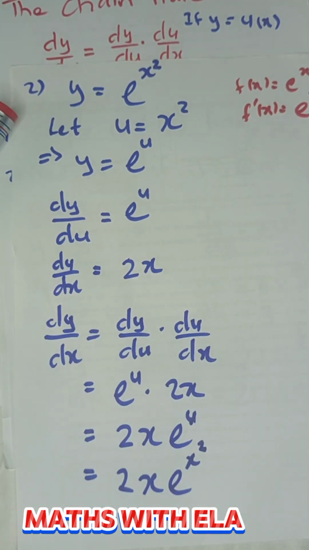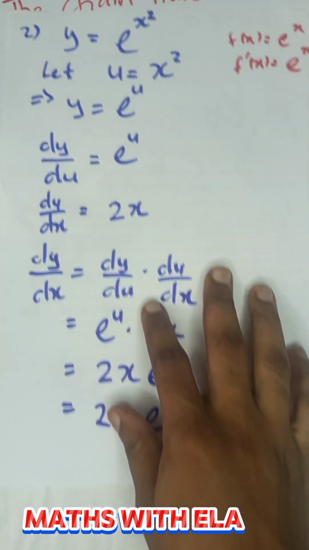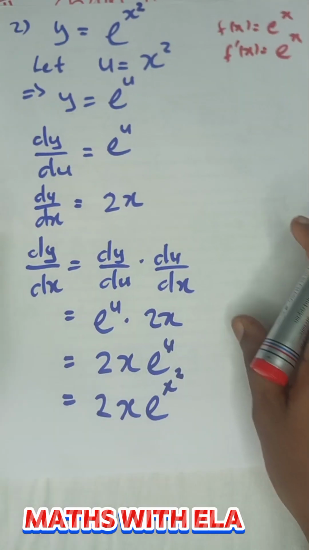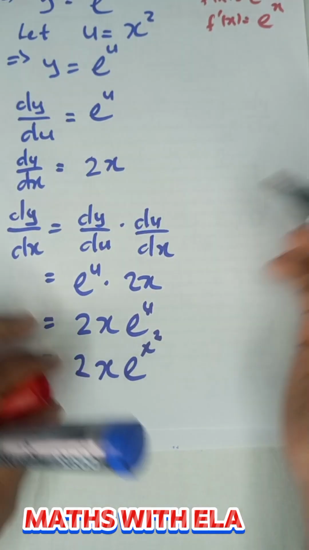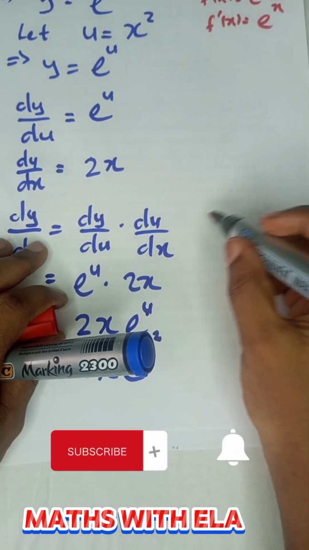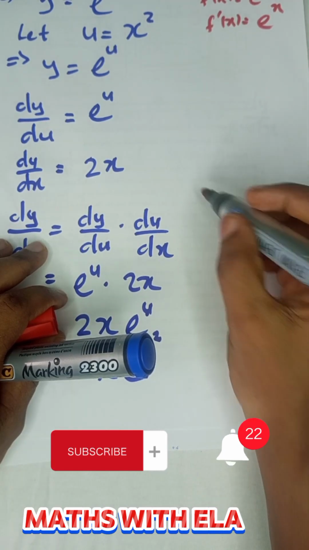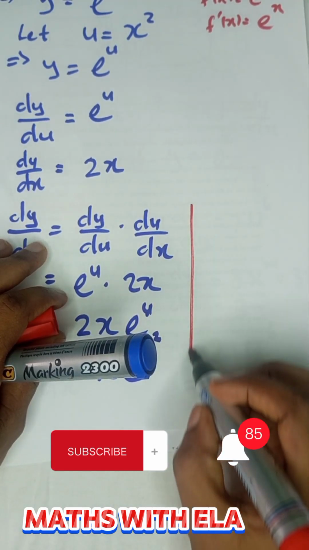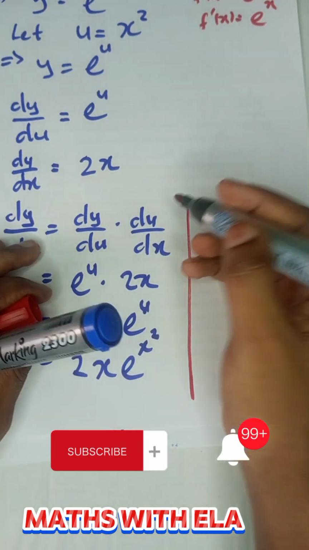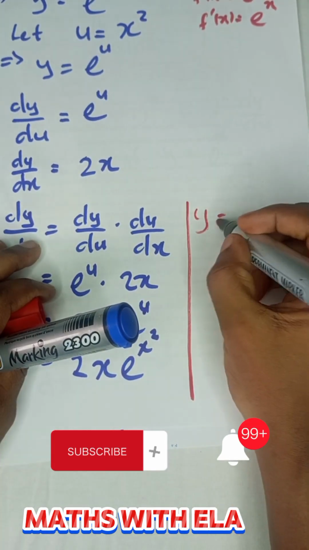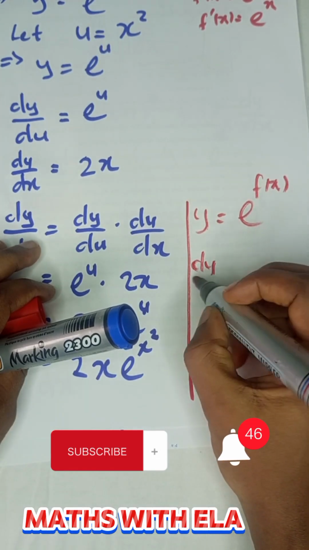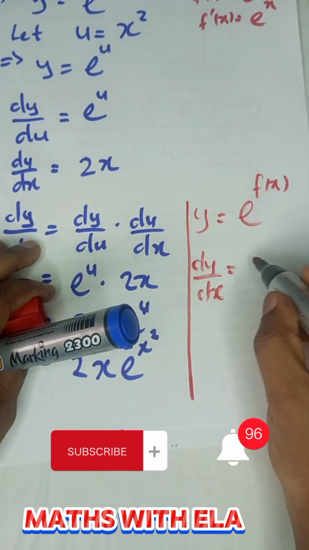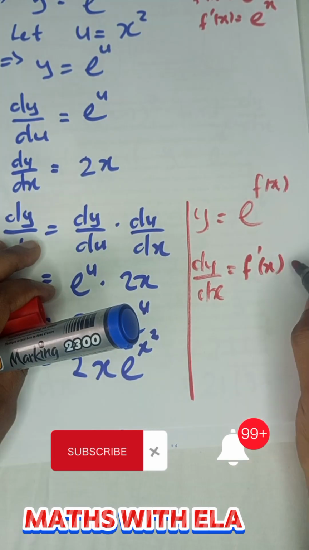And that brings us to what we can retain here, a general rule. If we have y being e to the f of x, then dy by dx is equal to f prime of x times e to the f of x.